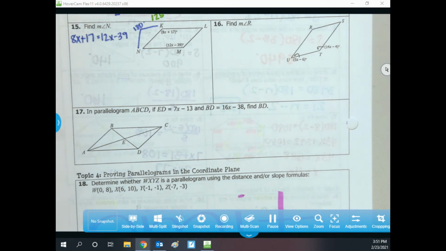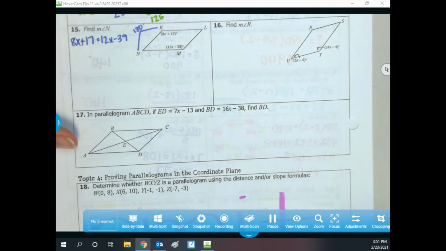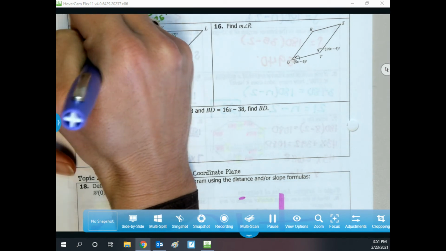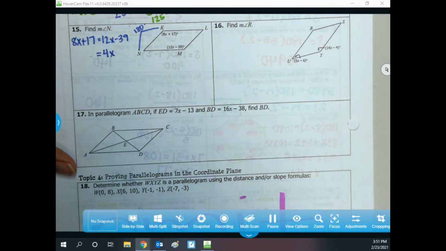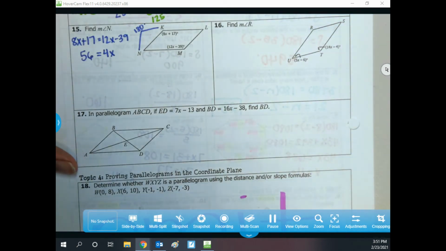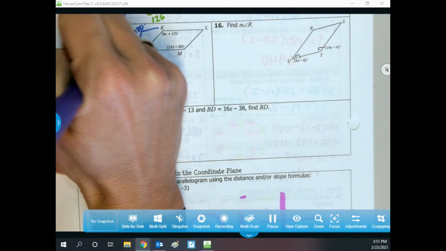All right, let's go ahead and solve this for x, and then you're going to tell me what the measure of angle n is. So go ahead and answer the question entirely. So we should have subtracted 8x from both sides and gotten 4x here. We should have added 39 to both sides, and 39 plus 17 is 56. Divide by 4, and x is 14.